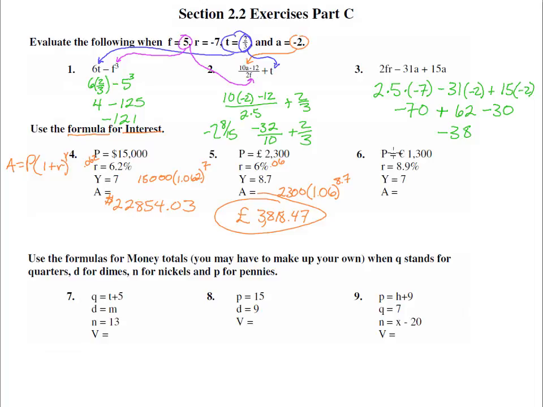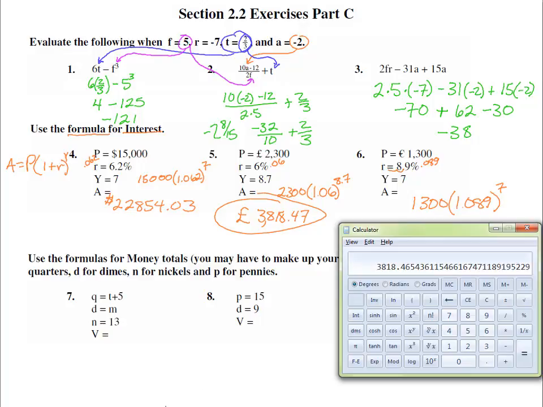Number 6. Here we have euros now. Same formula, the amount is the principal, 1,300 times 1 plus 0.089. We can just write as 1.089. That's our decimal, 0.089, moving it 2 places, all to the 7th power. Let's pull out our calculator and see what we get there.